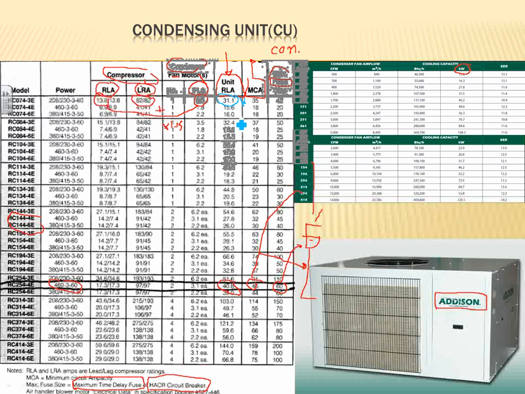But if you do have the compressor and the condenser fan full load amps, like you do, because you're going to be disconnecting both of them simultaneously, add the full load amps and multiply by 1.15. That will be the amp size of your disconnect. Now for the horsepower size of your disconnect, you add the two amps together.